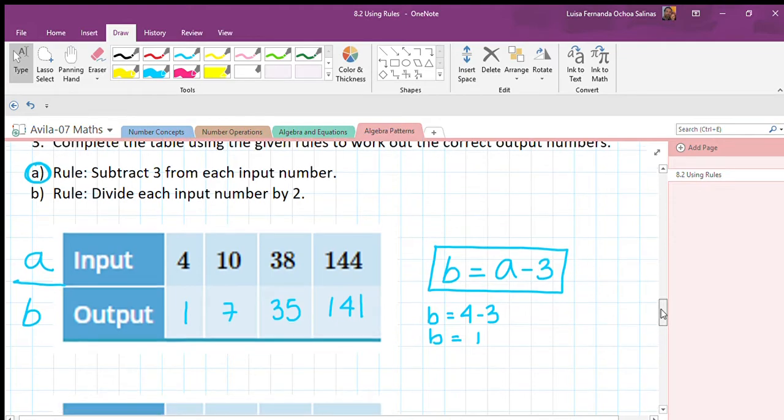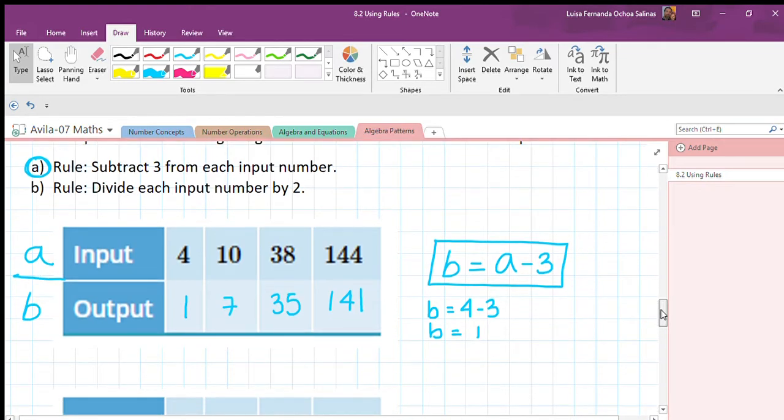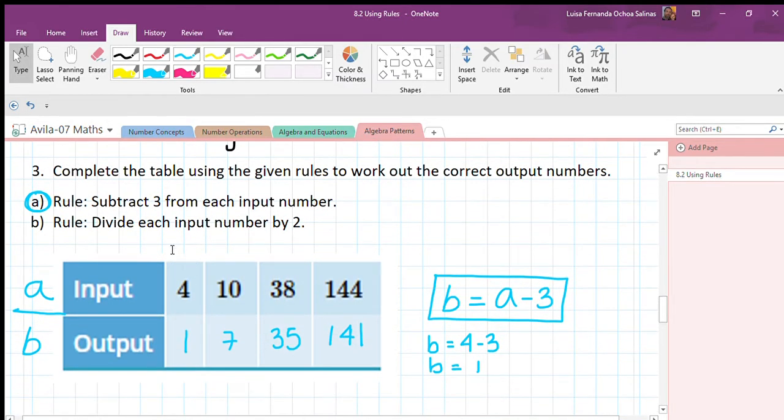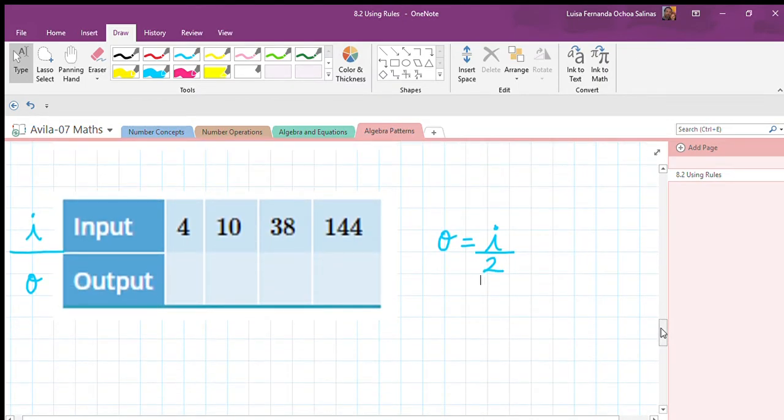Let's do exercise B. Exercise B says divide each input by 2. In this case, if I call the input I, and the output O, then this rule is saying that the output is equal to the input divided by 2. If I'm not mistaken, that's what the rule says: divide each input number by 2. So that's my rule here.